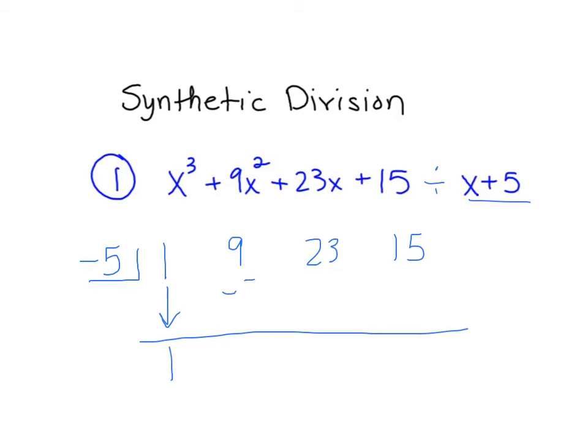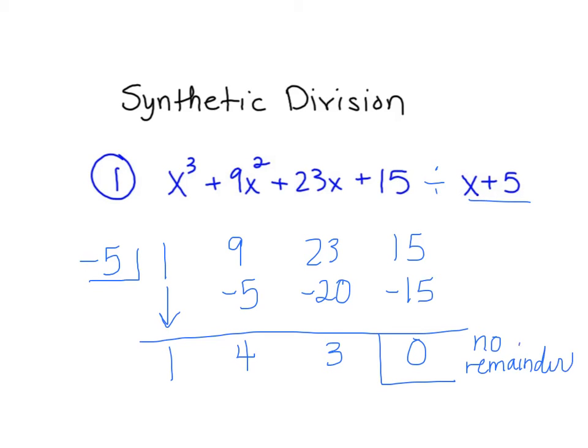-5 times 1 is -5, and you add that, you get 4. -5 times 4 is -20, so you get 3. And then -5 times 3 is -15, added together is 0. So this, and I always draw it like that, that's my remainder. So this has no remainder. So it is a factor. If it has a remainder, it's not really a factor. You can divide it in, but the answer that you get is not a factor. And then, so this is a factor. So it'll be x squared plus 4x plus 3 with no remainder.